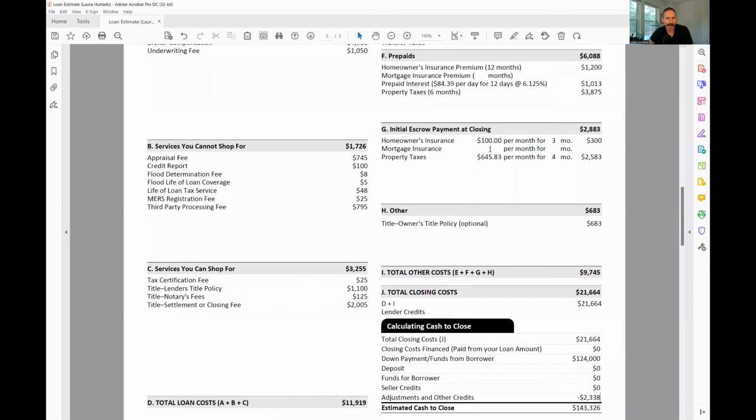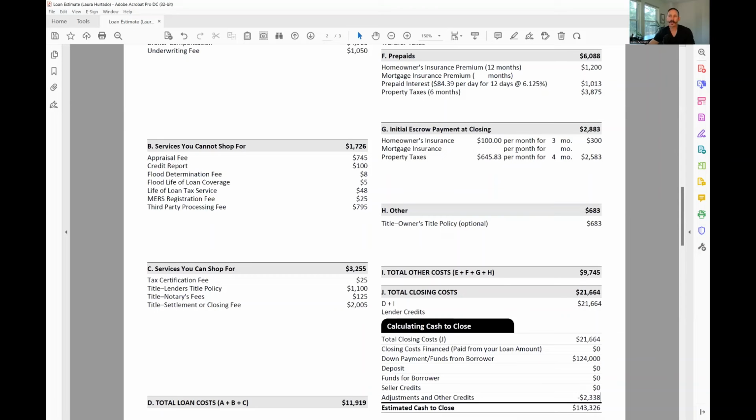So just be aware that you will have some offsetting credits to some charges. So your net expense as the buyer on this would be about $1,500. And then section G. So this is initial escrow payment at closing. Again, if you didn't have an escrow payment, you didn't have your taxes and insurance impounded in the payment, this would not be required. So you could see here that the homeowner's insurance is $100 a month. It's collected for 3 months.